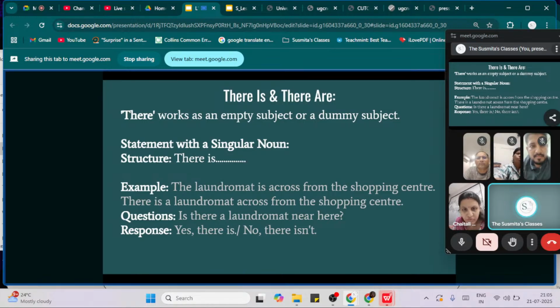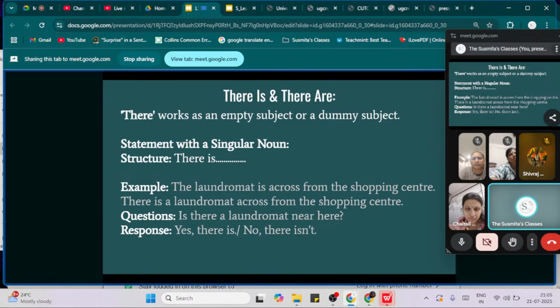Now there is a dummy subject. There is not our actual subject in the sentence. Okay. So if I ask you, is there a laundromat near here? You can say yes, there is one, or yes, there is, full stop, there is one across from the shopping center. That is how you will reply instead of taking the name laundromat again. Okay.